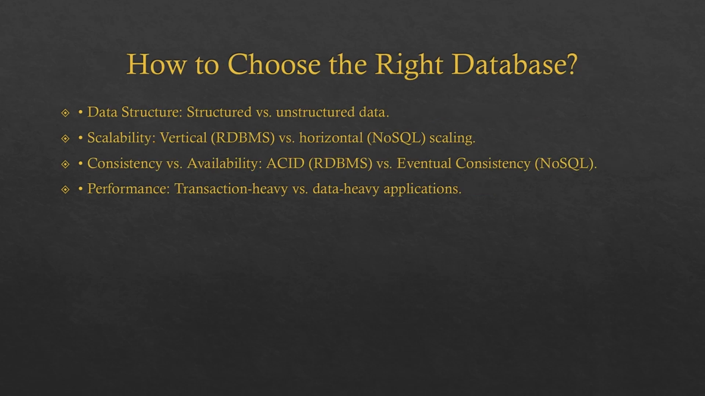Choosing the right database depends on several factors. For structured data, relational databases are a natural fit, while NoSQL databases work better for unstructured or semi-structured data. We will also need to consider scalability, consistency, and performance requirements when making our decision. RDBMS typically excels at handling complex queries, whereas NoSQL databases shine with high throughput and flexible data models.